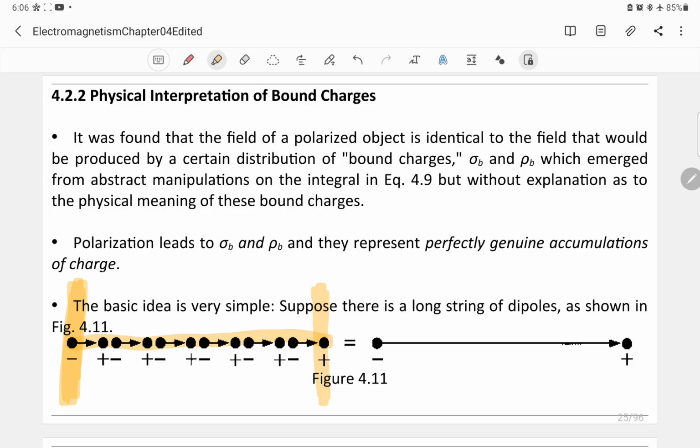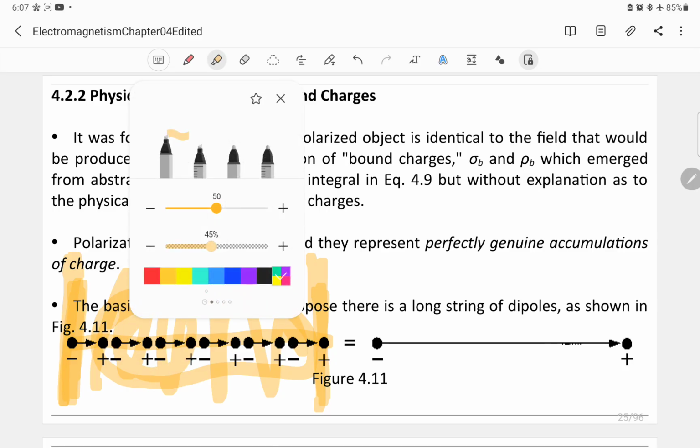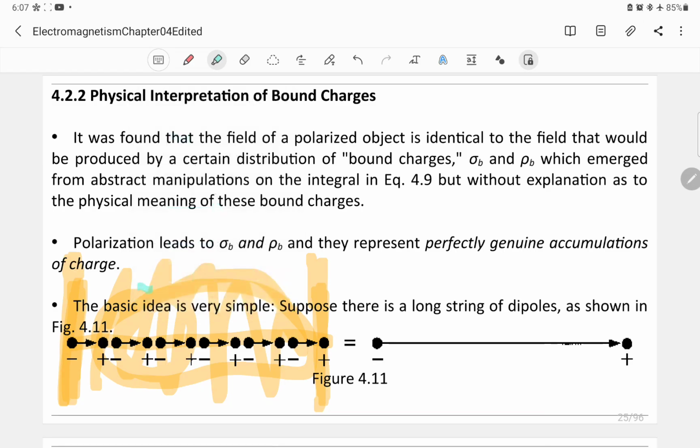In this case, you have bound charges when the material is polarized, but in between them is totally zero charge. I mean, the sum is zero, so you don't detect an accumulation of charge in this region. So there's no accumulation of charge in this region, but only at the boundaries, here and here.